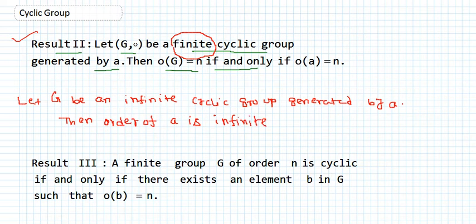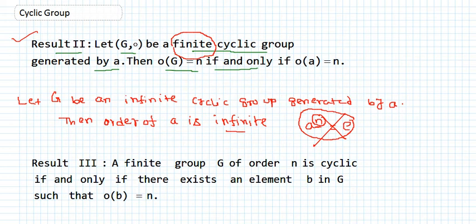So we will not find any positive integer n so that a to the power n will be equal to e. The order of A being infinite means we will not be able to find any such n so that a to the power n is equal to the identity element of the group. So we will not find any such elements.